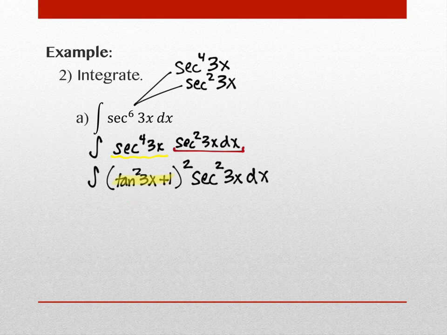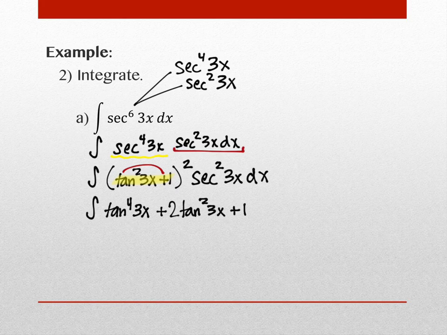Then we're going to do like we did on the last problem. We're going to FOIL this, multiplying it by itself, but I'm not going to write it out this time. We've done that once, so we're going to move forward. Tangent squared times tangent squared gives tangent to the fourth of the angle 3x. My inner and outer terms are 1 times tangent squared, which is tangent squared, and then times 2, so this will be 2 tangent squared of the angle 3x. And then at the end, I have 1 times 1.